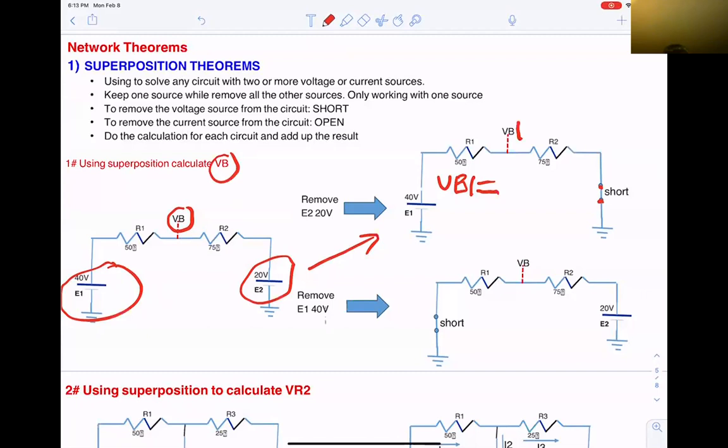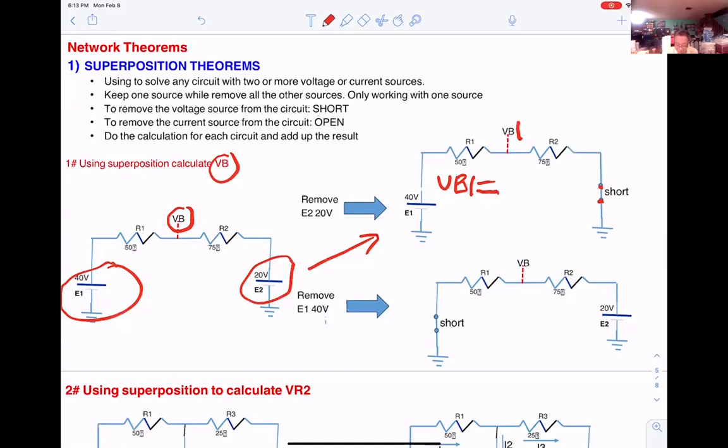You could do it the long way: add up the resistors and divide that into the voltage to get the current. Once you get the current, you can say the current times 50, and that'll give you the voltage drop across R1. Or you can use the voltage divider rule.